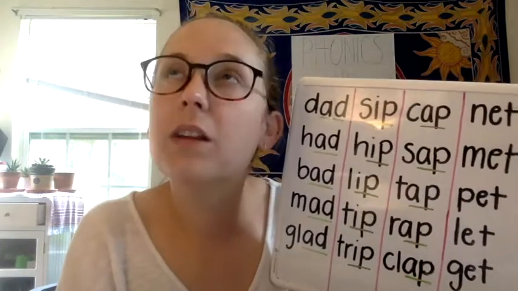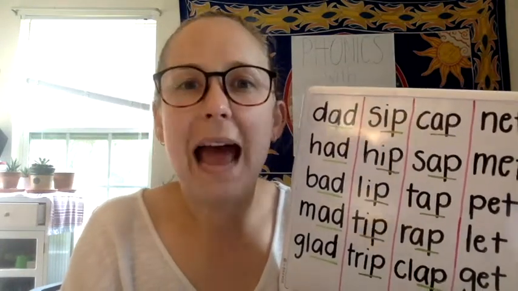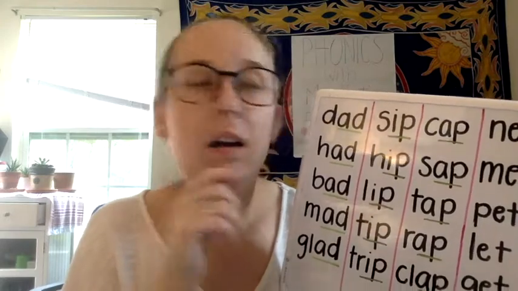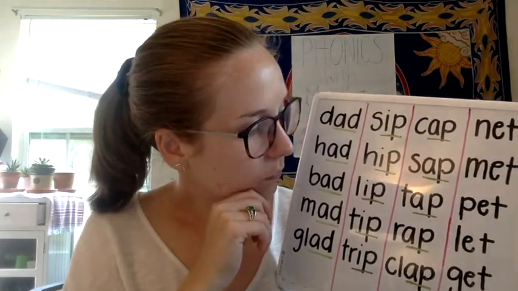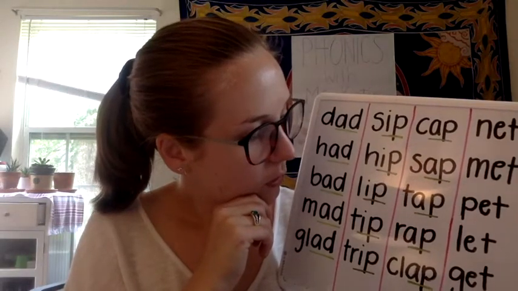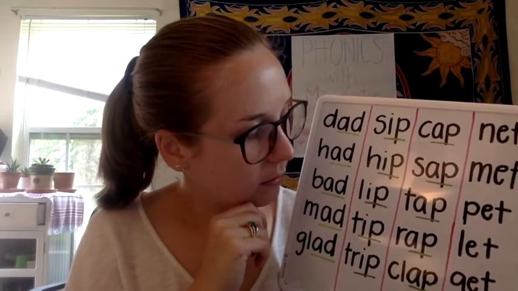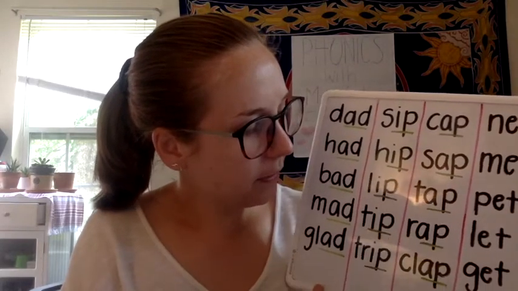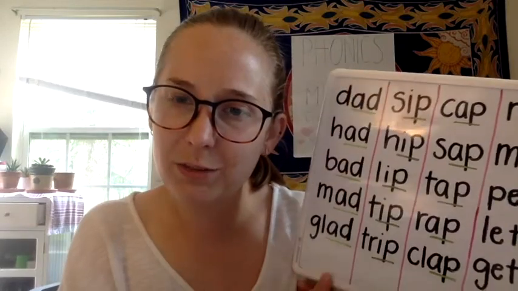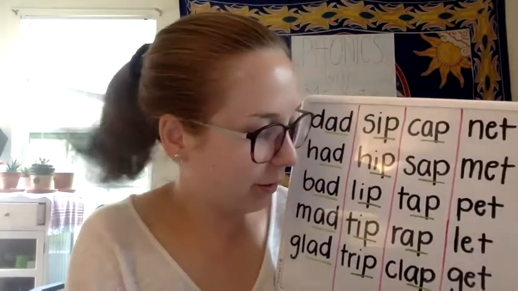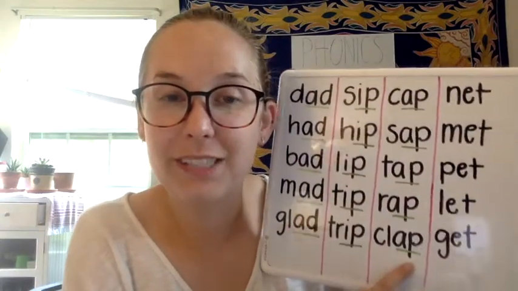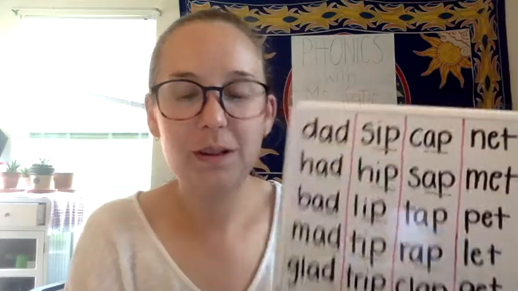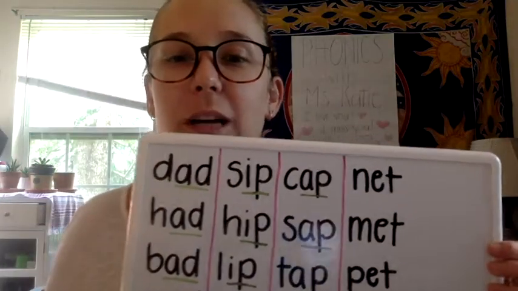So if we put another letter in front of the AP pattern, well, let me think. I can't really think of another one off the top of my head. Oh, what about this one? If we put an M in front of that AP pattern, it would give us map, right? So that's another example. And let's look at this column, okay?